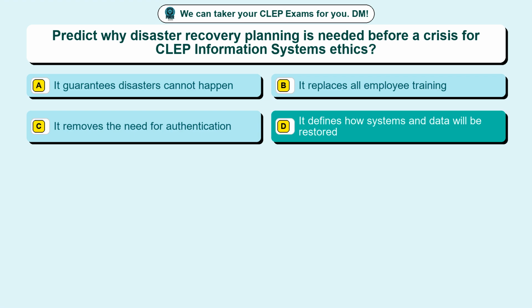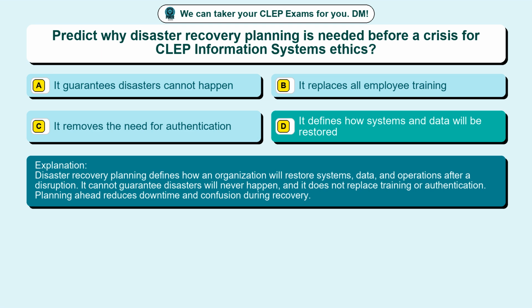The correct answer is option D. It defines how systems and data will be restored. Disaster recovery planning defines how an organization will restore systems, data, and operations after a disruption. It cannot guarantee disasters will never happen, and it does not replace training or authentication. Planning ahead reduces downtime and confusion during recovery.